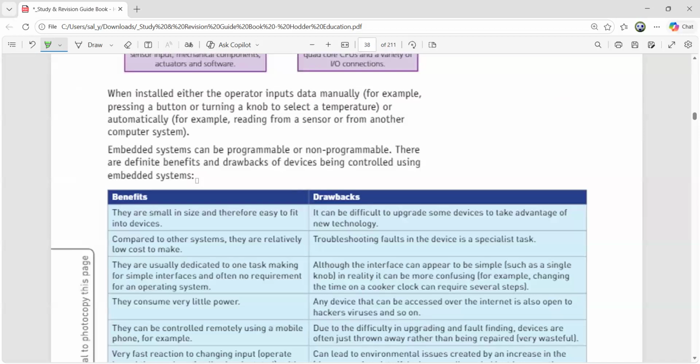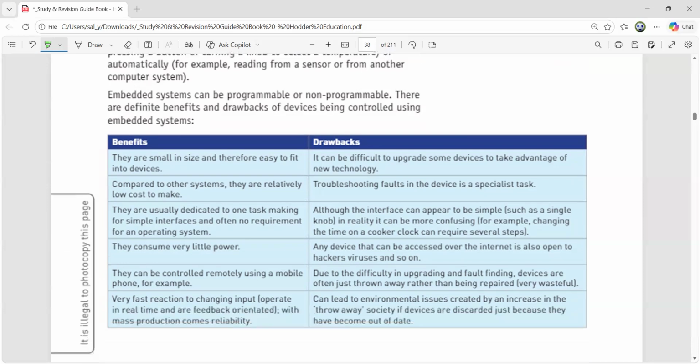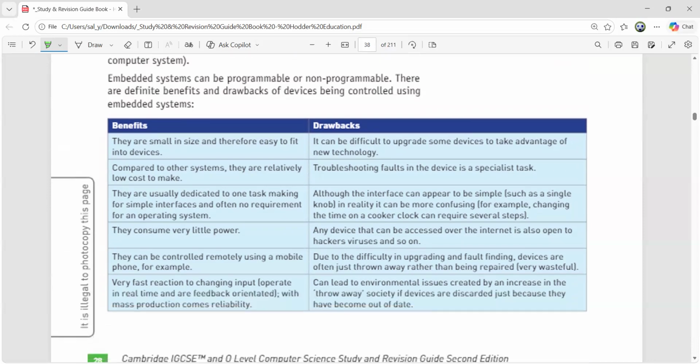There are definite benefits and drawbacks, and from here, again, a question can come in the paper. Like the way we have talked about, a question can be asked. Part A is define embedded system, and part B can say write two benefits. Part C can say write two drawbacks. Small in size and therefore easy to fit. Compared to other systems, they are relatively low cost to make.